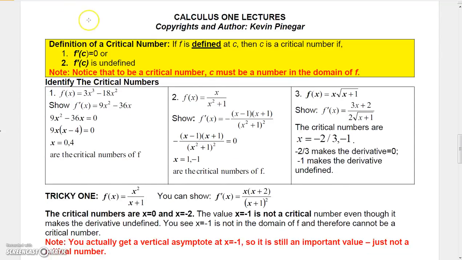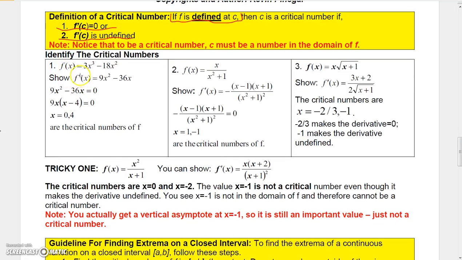Okay, so one of the things that we need to be able to do to identify relative extrema is find critical numbers. Now, for c to be a critical number, first of all, the function has to be defined at c. So if f is defined at c, c is a critical number two ways. One, if the derivative is 0 at c, then c is a critical number. And two, if the derivative is undefined at c, c is a critical number. Okay, so let's identify the critical numbers.